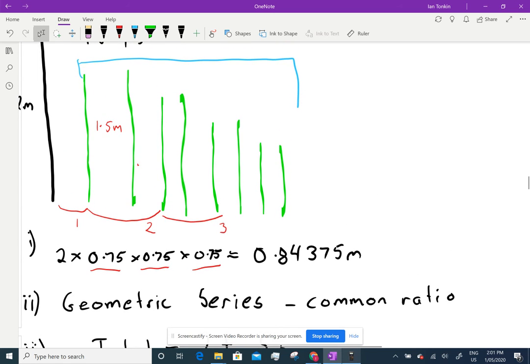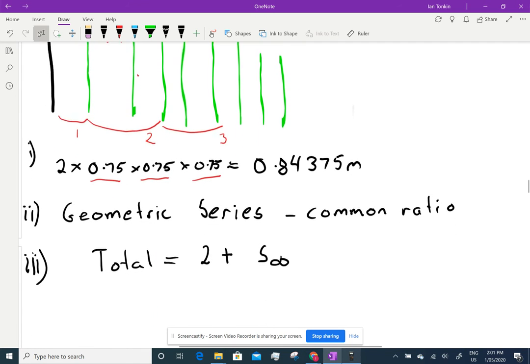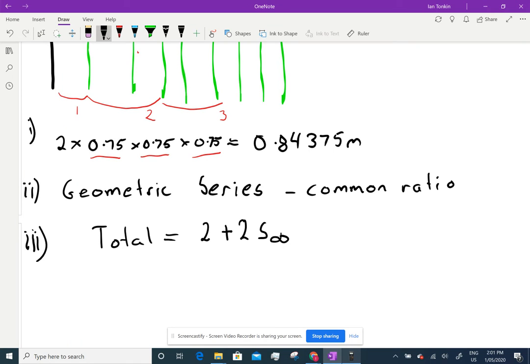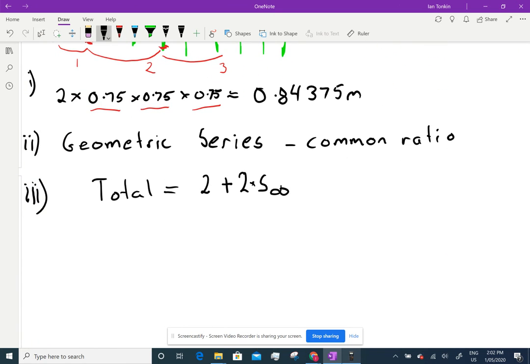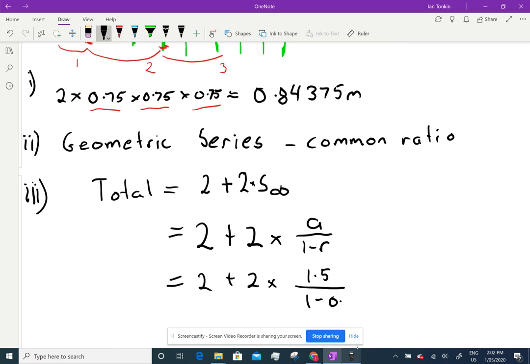But rather than calculating this to be 3 metres and then whatever, I'm just going to go, well, there are 2 of everything. So I'm just going to go 2 times each of those series. Now, what are those series? Well, A equals 1.5. That's the first one. Here's my second one because I'm doing 2 of each. And R equals 0.75. So my total is 2 plus 2 times, now the sum of an infinite series is A on 1 minus R. So 2 plus 2 times A, 1.5, 1 minus 0.75.